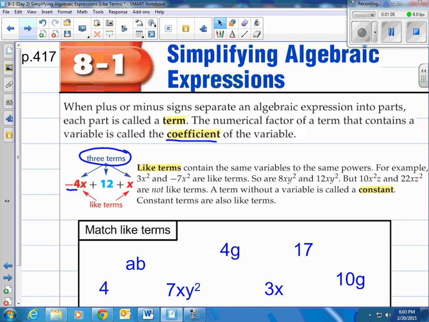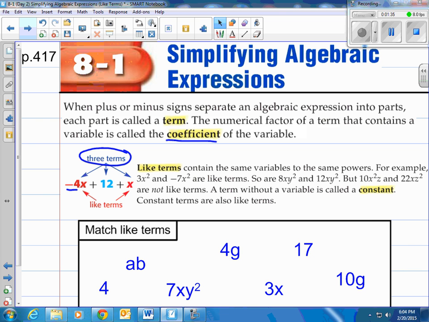For example, 3x to the second power and negative 7x to the second are like terms because the x squareds are the same. It's x to the second power. So the letters have to be the same and the powers have to be the same. Another example, so are 8x times y to the second power and 12x times y to the second power. Notice the x, y to the second are identical.